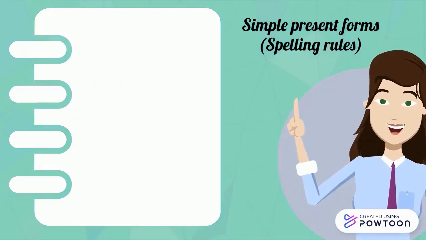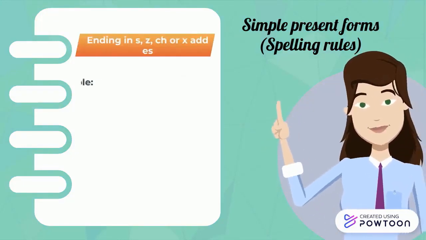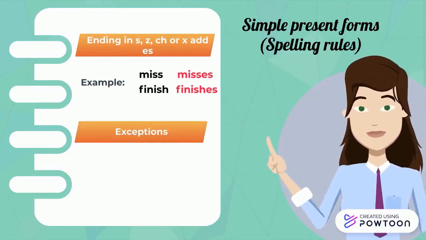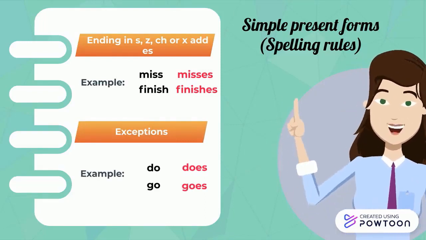Simple present forms, spelling rules. Ending in s, z, ch or x, add es. Example: miss, misses, and finish, finishes. Exceptions. Example: do, does, and go, goes.